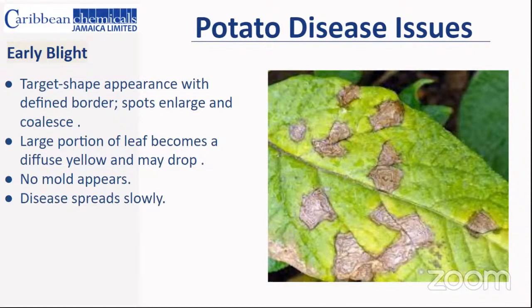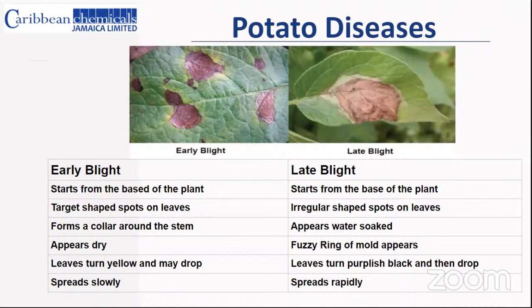Now, a comparison picture here. The image on the left is your early blight, where you can see the concentric rings with the halo, and on the right, you can see the late blight. If you look closely, you can start to see the little fuzz of mold growing on the leaf at the infected point. Both of them start from the base of the plant. With early blight you get a target shape, like a bullseye. It also forms a color around the stem. It appears dry when you touch it or look at it, and then the leaves will turn yellow and drop, and it spreads slowly.